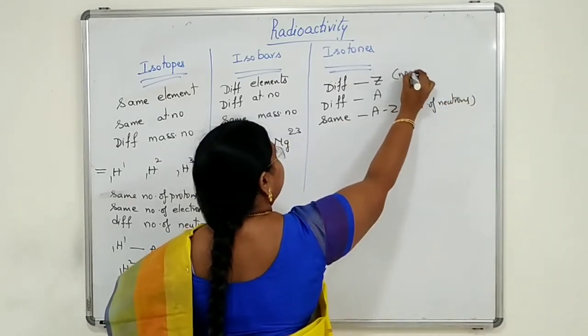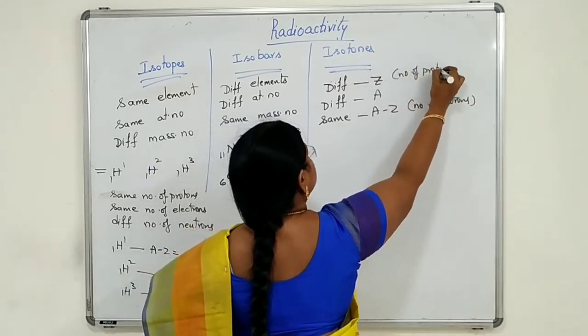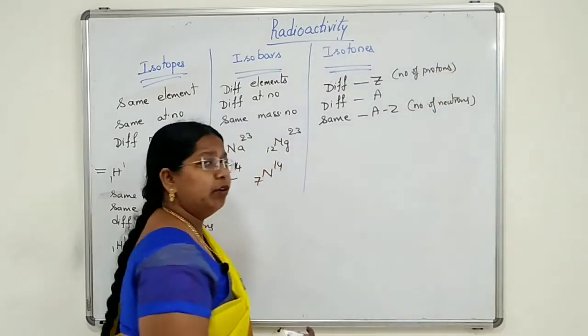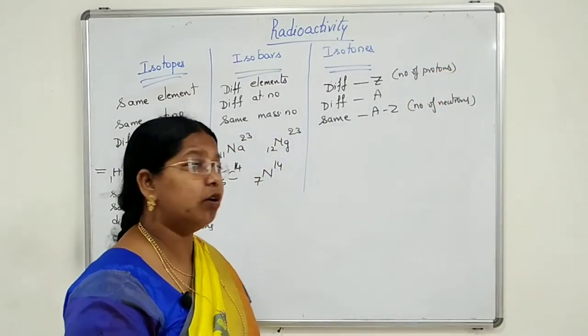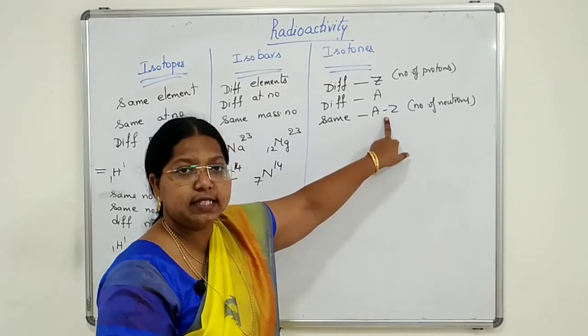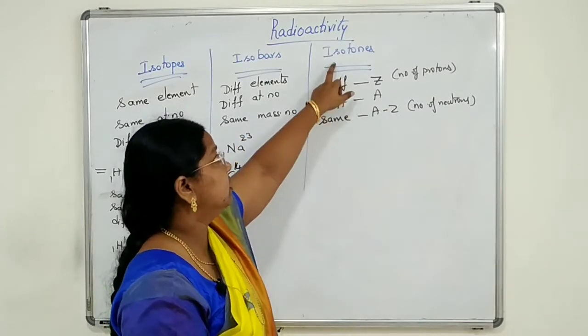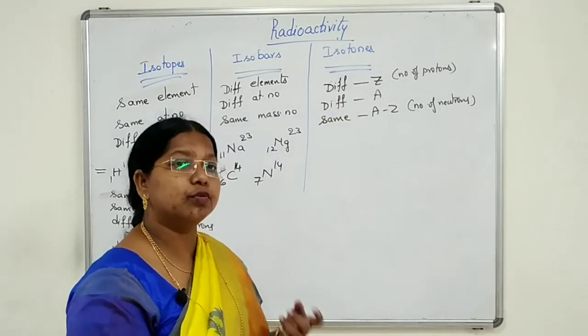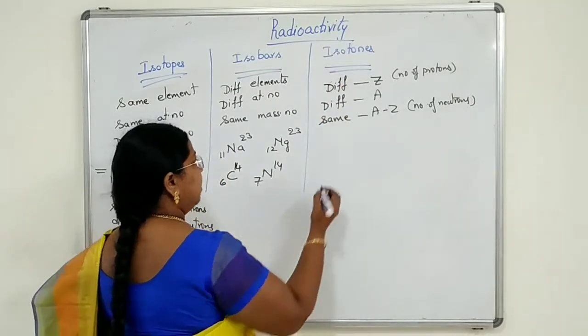Different number of protons, but same number of neutrons. A minus Z is the same. So those elements are called isotones. Let us see some of the examples.